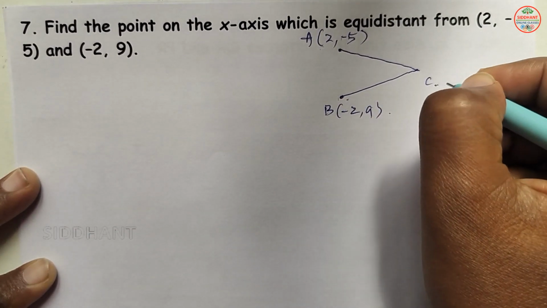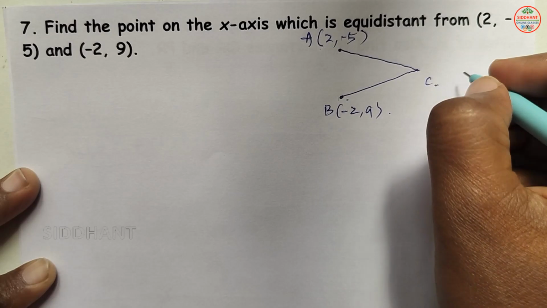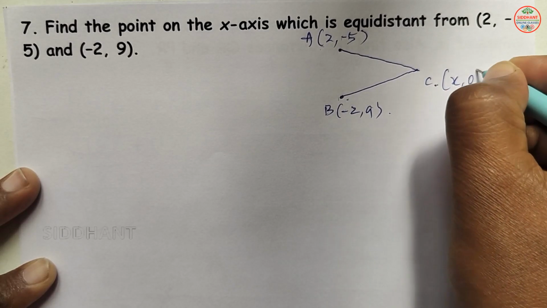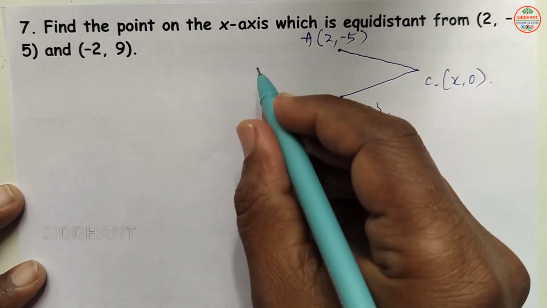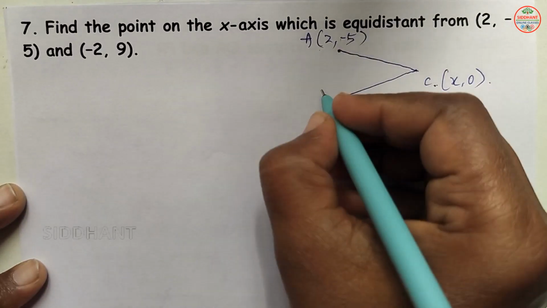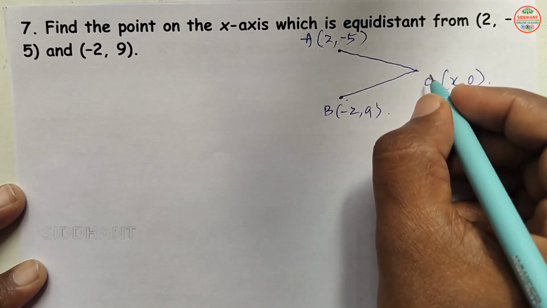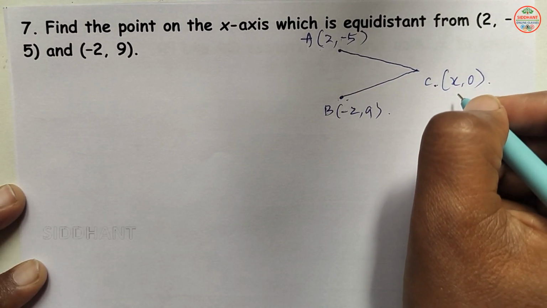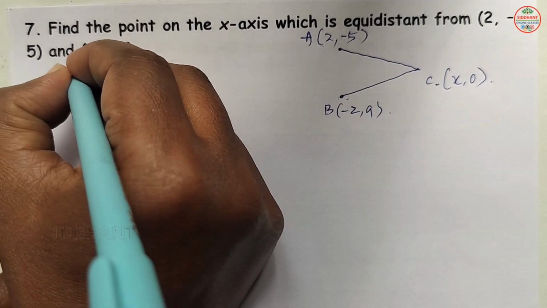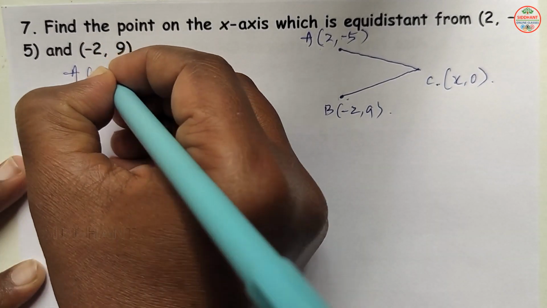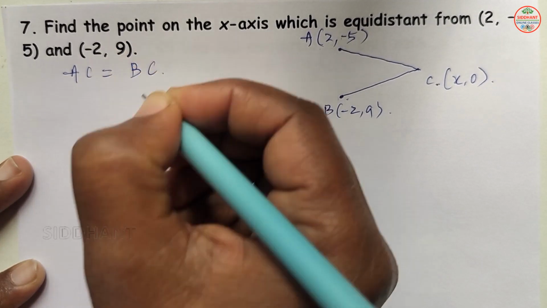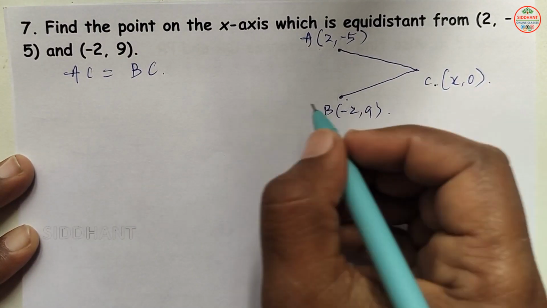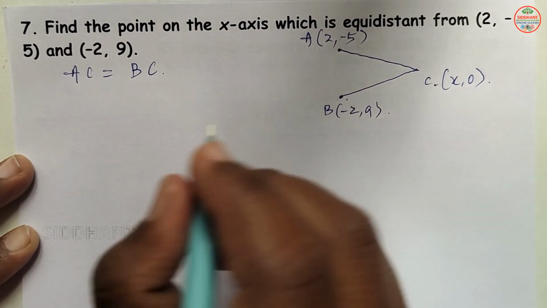This point C is on the x-axis, which means the y value will be 0 because it is on the x-axis. The condition given is AC is equal to BC. Now we are going to find the point C. Now we are going to find the AC distance and BC distance, and we are going to evaluate the x value.